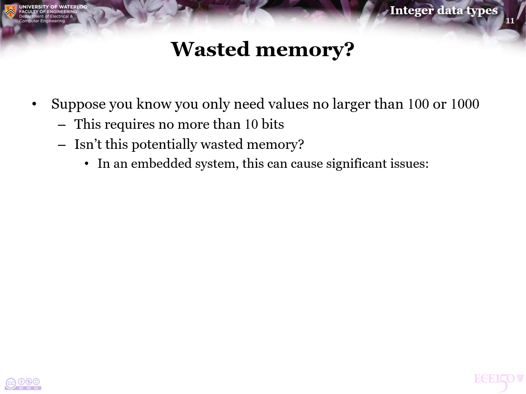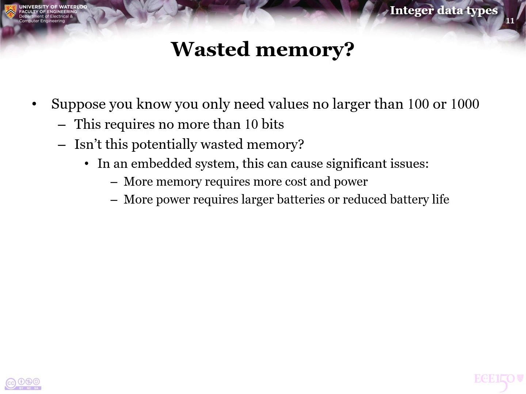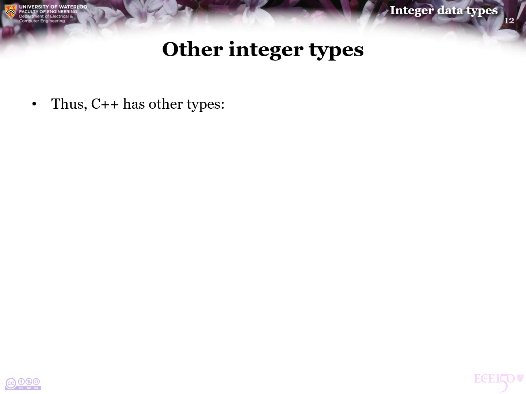Actually, in an embedded system, wasted memory can cause significant issues. In a poor design, more memory requires more cost and more power. More power requires larger batteries or reduced battery life. Also, more memory produces more heat, which requires additional cooling. Consequently, there are other integer data types in C++.